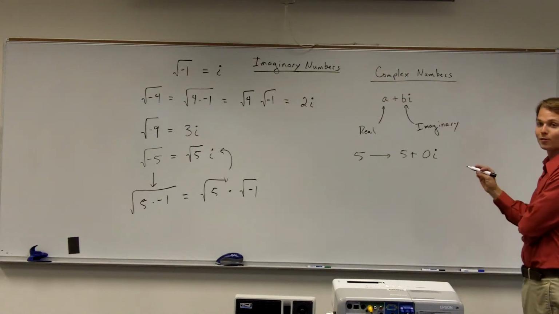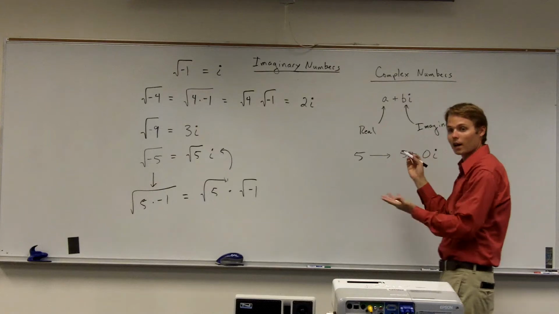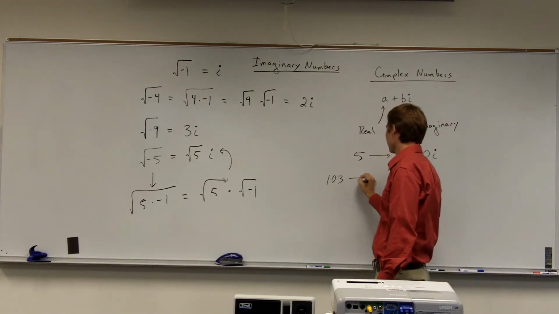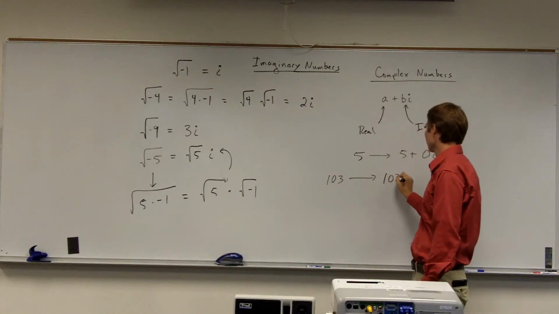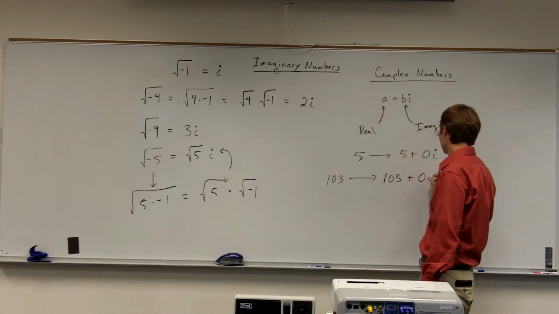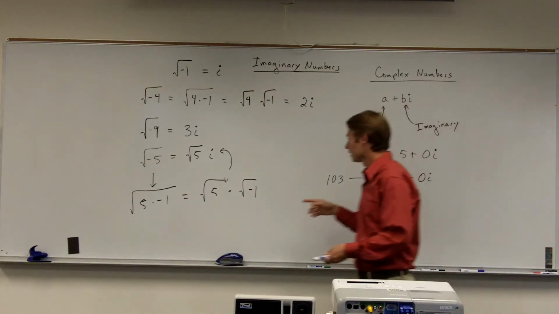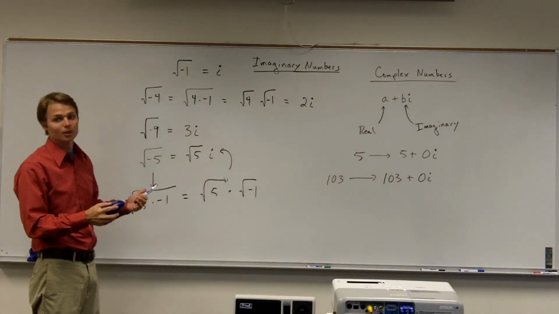And this will just be equal to 5, right? And I can do this with any constant, right? If I take something like 103, I can still just rewrite this as 103 plus 0 times i. So what this means is that any real number is also a complex number.